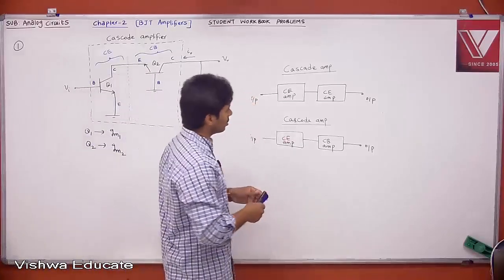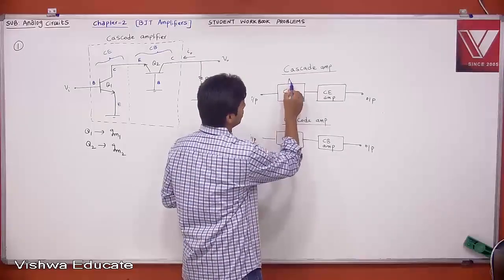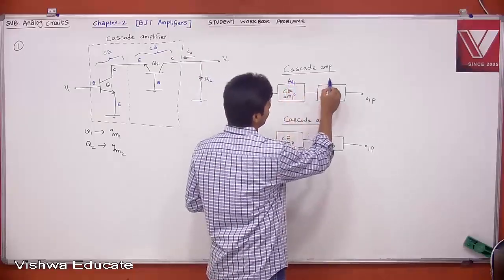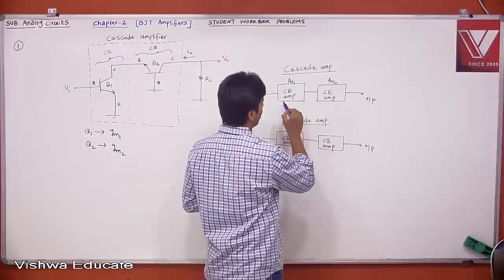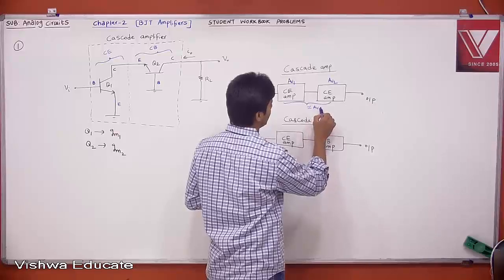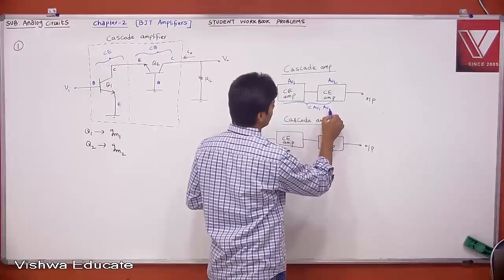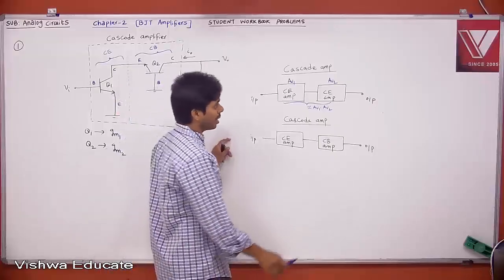See, in the cascade amplifier also, whatever voltage gain, let us say this has voltage gain AV1 and this has voltage gain AV2, then the overall voltage gain will be approximately AV1 into AV2, if I neglect loading effect and source effect.